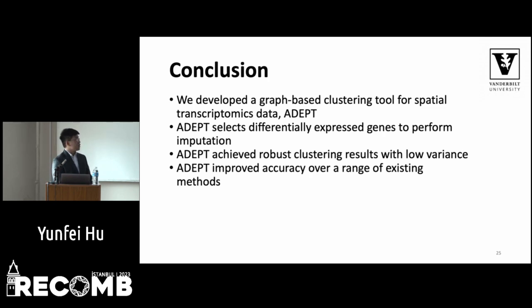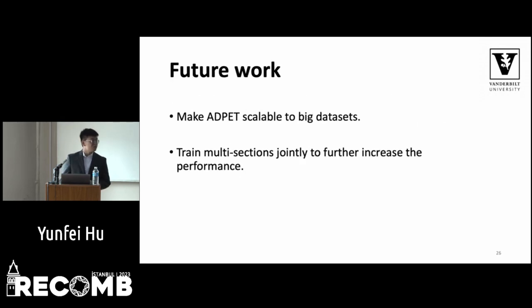As for future work, we are going to try to make ADEPT scalable to big datasets. For now, one of the biggest weaknesses of ADEPT is that it has some CPU processing modules and GPU processing modules, and transferring data between these two is pretty hard. So if you have more genes or more spots in your ST data, the running time of this algorithm is going to be exponentially expensive. So we're trying to make this pipeline more scalable to big datasets.